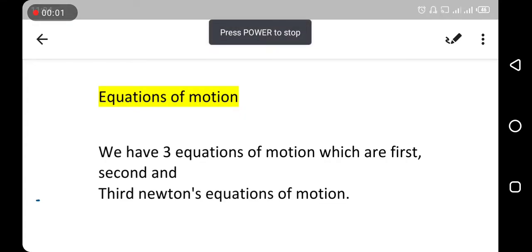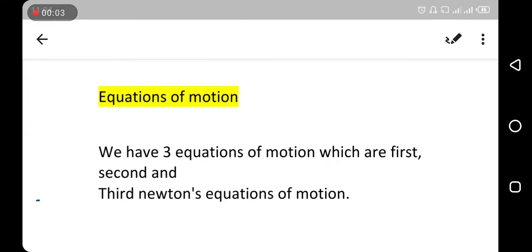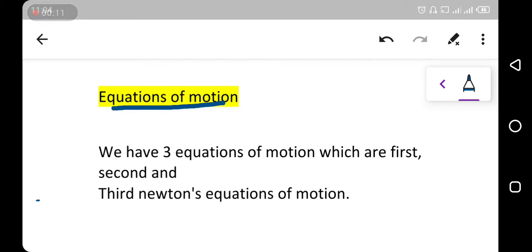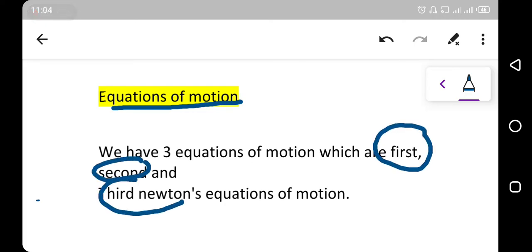Welcome again to Online Teacher Tutorial, and we are continuing with motion in a straight line. Today we are going to discuss the part that is equations of motion. So we have three equations of motion: the first equation of motion, the second, and the third.